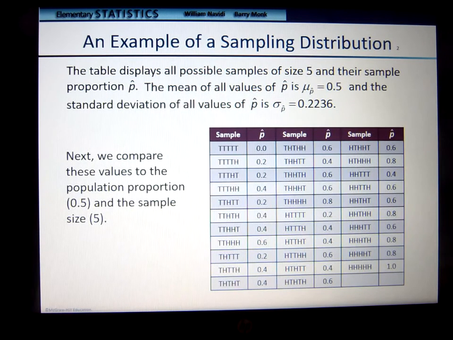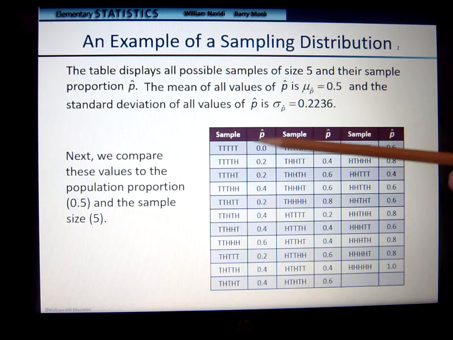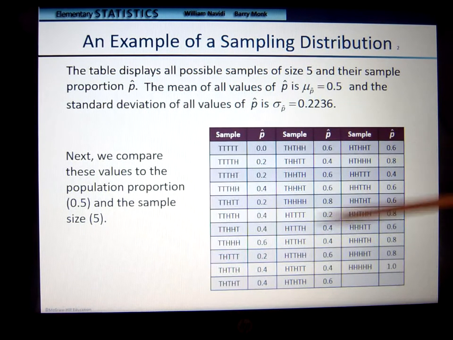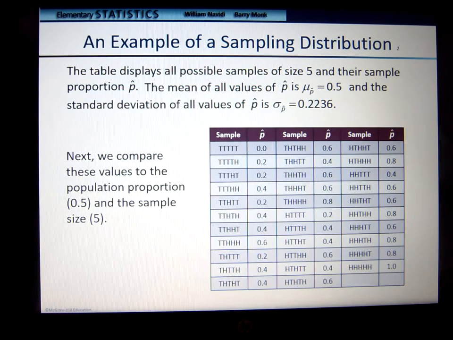Here we go. The table displays all the possible samples of size 5 and their sample proportion P hat. The mean of all the values of P hat is 0.5 and the standard deviation of the values of P hat is 0.2236. Next, we're going to compare these values to the population proportion 0.5 and sample size 5. Again, these are all the possible ways that we can have heads or tails with 5 tosses.